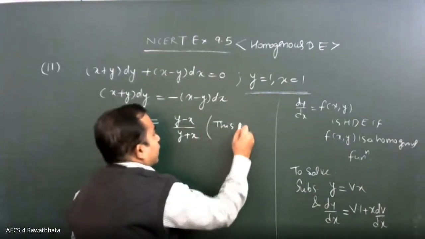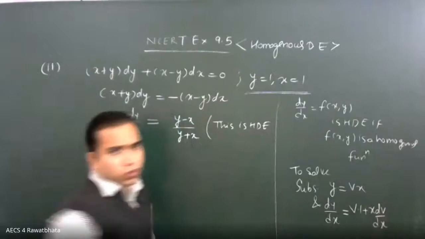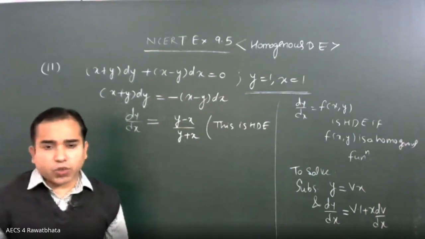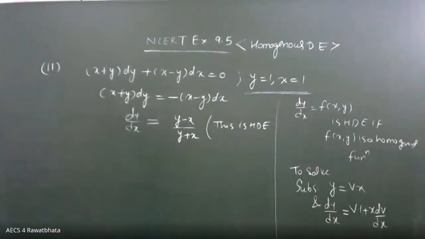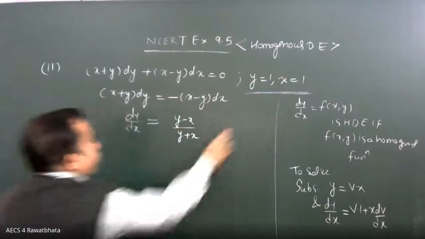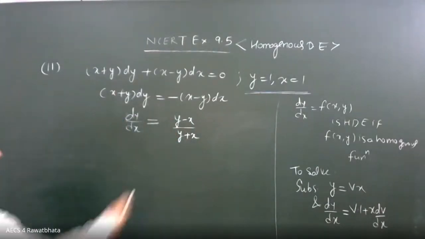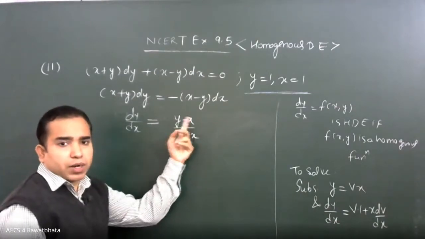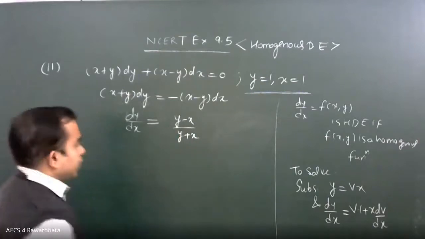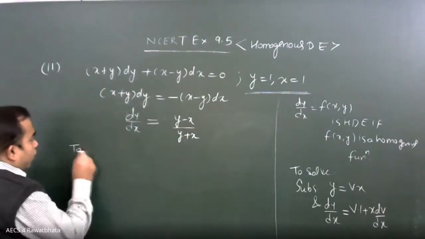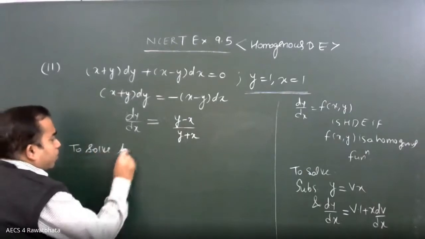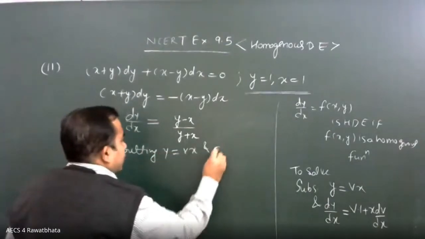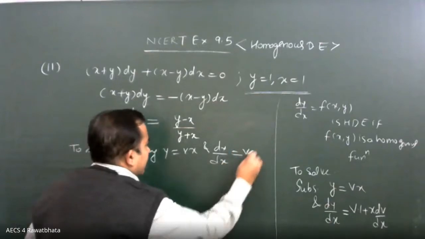This is an HDE. In these questions, they are not asking us to prove it. If you see the question, they are asking only to solve, so we can directly solve. In previous questions up to the 10th, they were asking us to prove also that this is an HDE, homogeneous differential equation. But we need not prove it, and we can see that this is an HDE because the degree of every term in the numerator is 1, and the degree of every term in the denominator is also 1. So this is certainly homogeneous. Now to solve, substitute, putting y equal to vx and dy upon dx equal to v plus x dv upon dx.